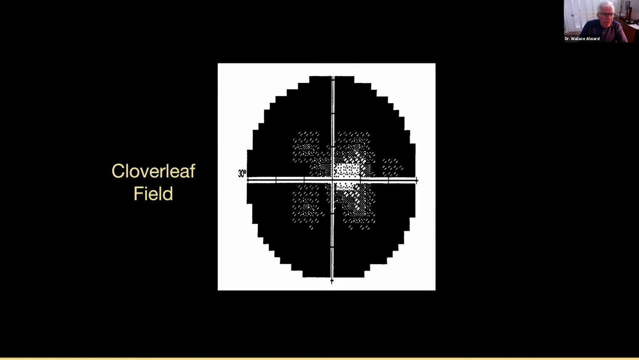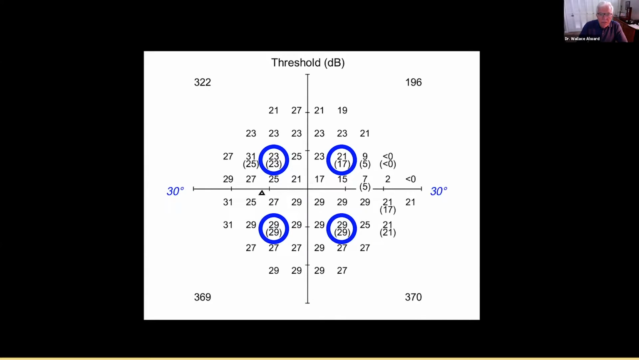The extreme of this is the cloverleaf field, where the patient responds to these 4 targets at the beginning and then basically loses interest, falls asleep, or for whatever reason stops performing. And you can see these are the 4 initial points that are used to start the field. The machine tests these points to kind of get its bearings as to how depressed the whole field should be, and then it moves on.